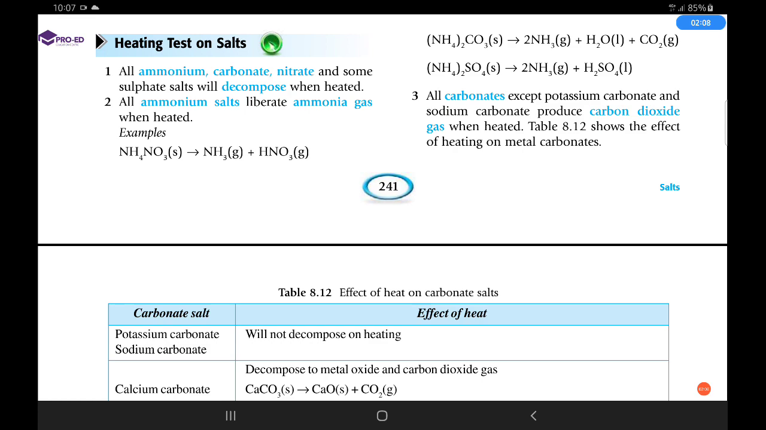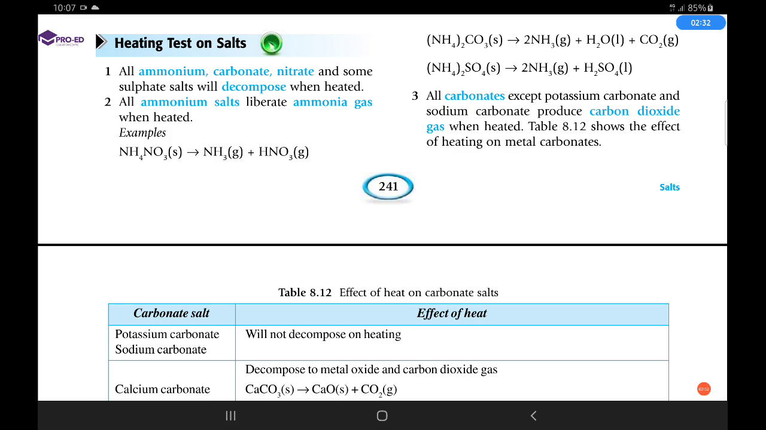Look at number two. We're starting off with ammonium salts. So ammonium salts will give off ammonia gas. Liberate means it produces or gives off ammonia gas when it's heated up. So in this case, it's very simple. It applies to any ammonium salt. Here they've just given some of it. So ammonium nitrate, if you heat it up, will give off ammonia gas and hydrogen nitrate gas.